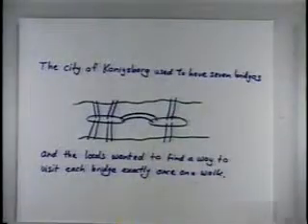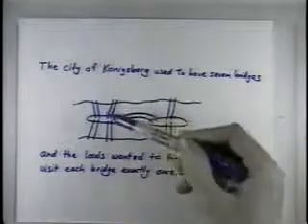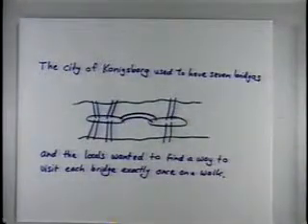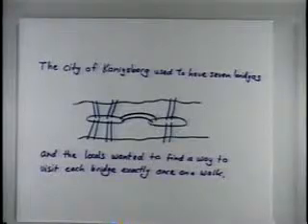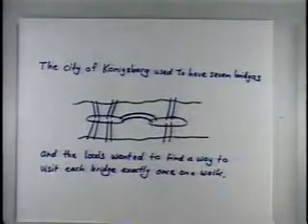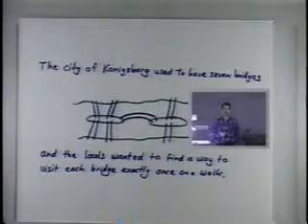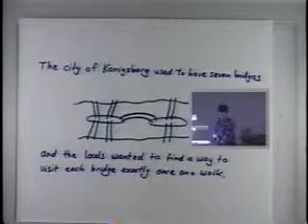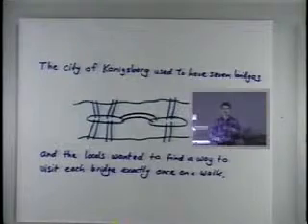The city, I'm not even sure how to pronounce this, the city of Königsberg used to have 7 bridges. So here I've drawn the river. You see there's 7 bridges. And the locals of the city wanted to find a way to walk and visit each bridge exactly once. And let's see if we can try to do this.